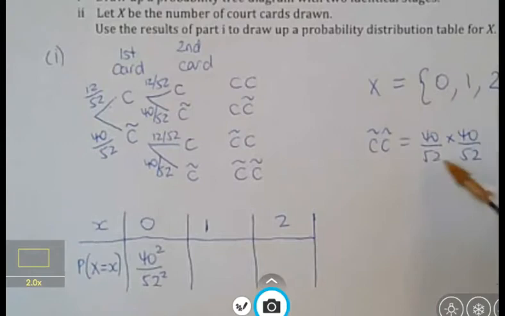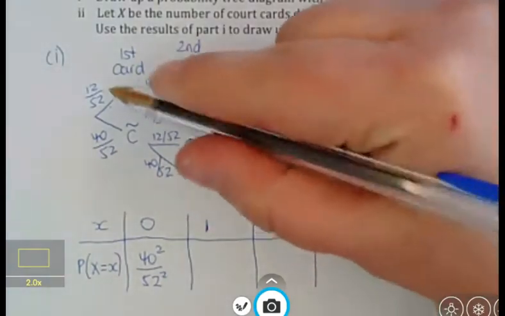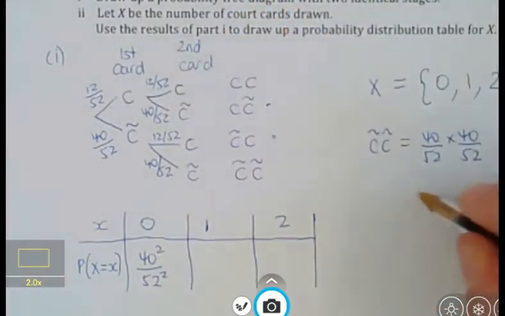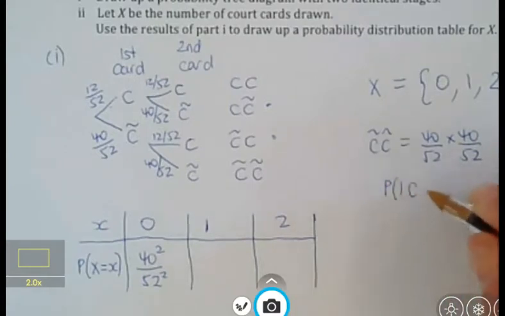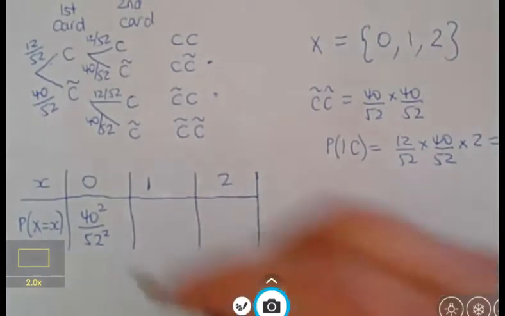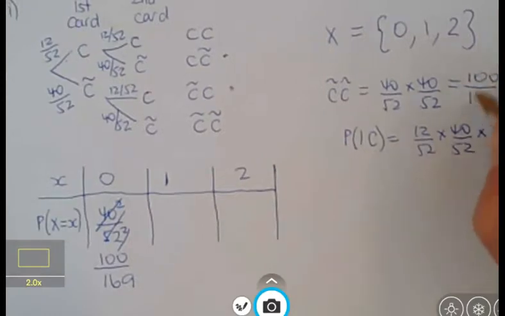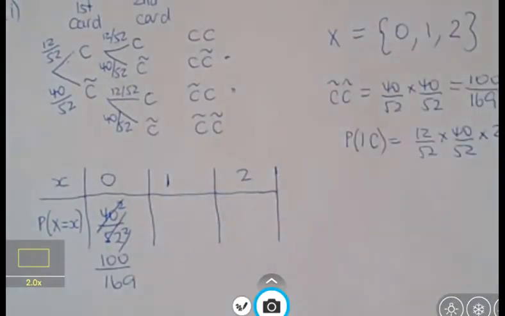The probability of one court card would be these two. So that's 0 court cards, okay? Probability of one court card would be 12 out of 52 times 40 out of 52, and 40 out of 52 times 12 out of 52, so times 2. Now, we could actually work these out. I'll replace that with, may as well just work it out, which is 100 over 169, and the next one you can do that as well.